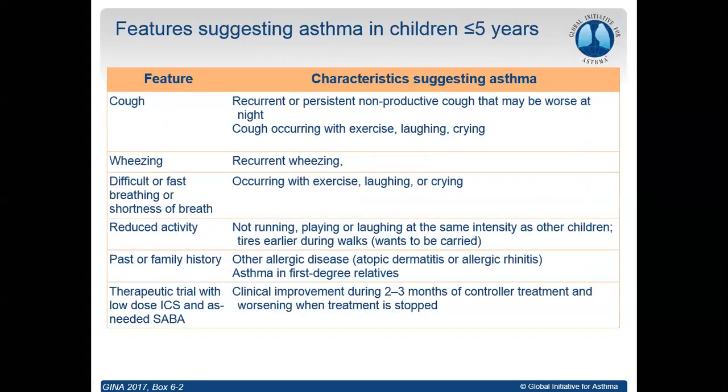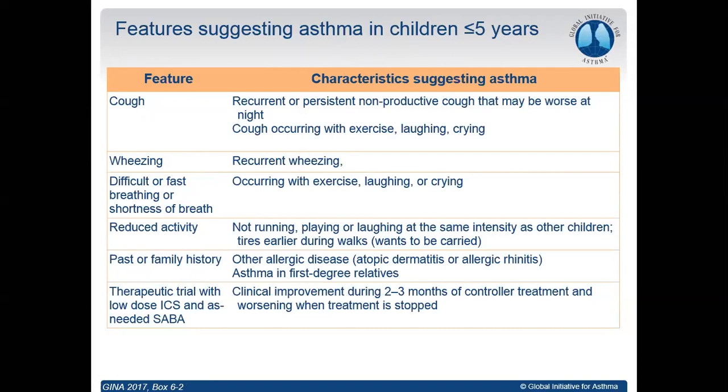and children, so just 2 slides. In children less than 5 years, the problem with less than 5 years is you cannot do pulmonary function tests, so you're going to get only symptoms. As said already, it's going to be cough, wheezing, fast breathing, and reduced activity, and a past family history of asthma. And since you don't have any objective way, the only objective way is to start a therapeutic trial. You give them the inhaler and see whether there is improvement.